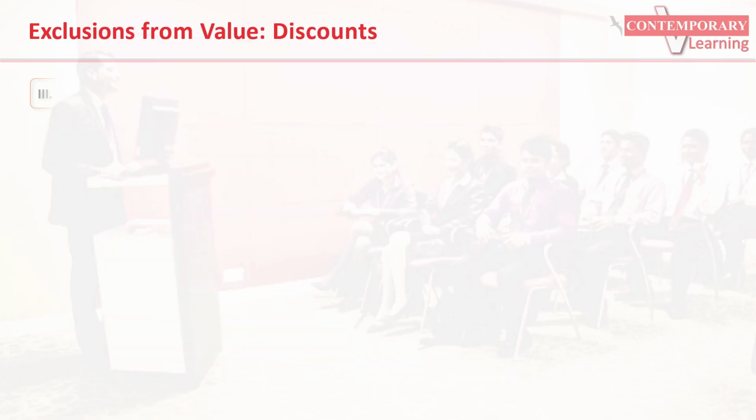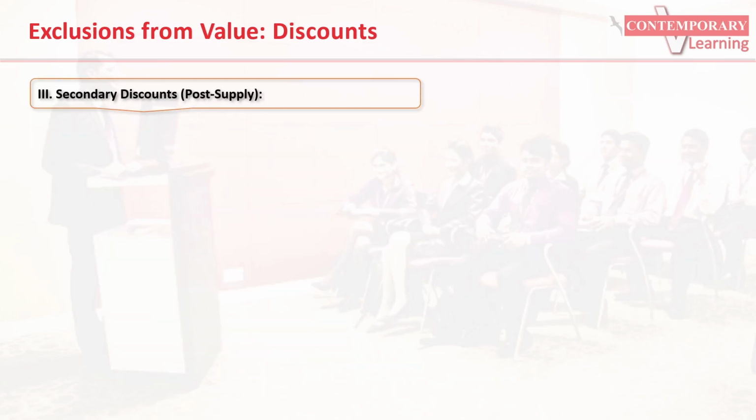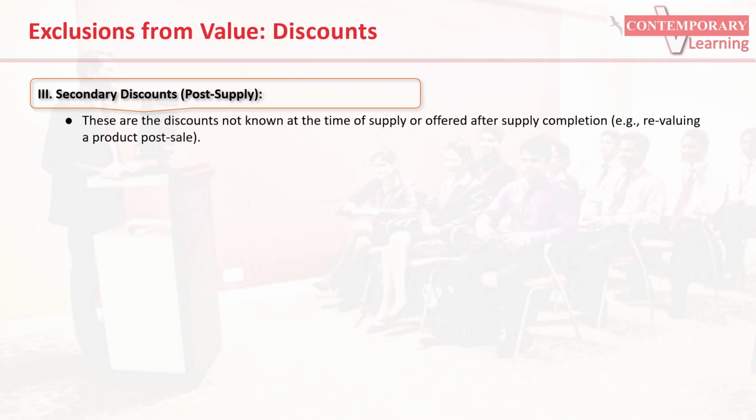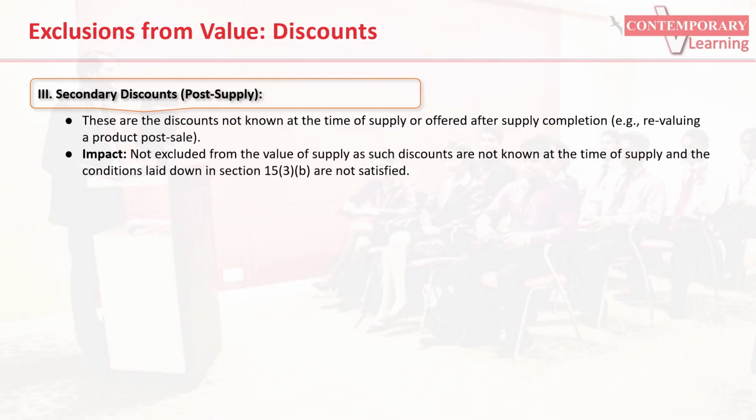Third, secondary discounts or post-supply discounts. These are discounts not known at the time of supply or offered after supply completion, like revaluing a product post-sale. These cannot be excluded from the value of supply because they are not known at the time of supply and don't satisfy the conditions laid down in Section 15(3)(b). The key principle is that the value should be determinable at the time of supply for proper GST compliance.